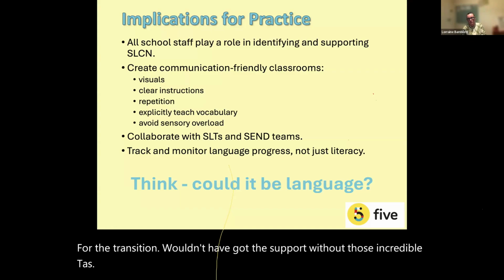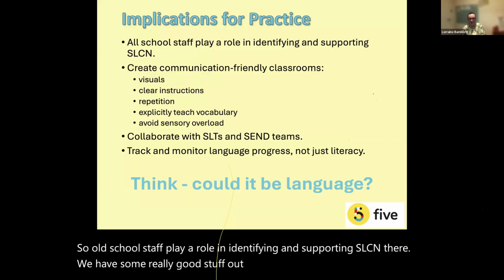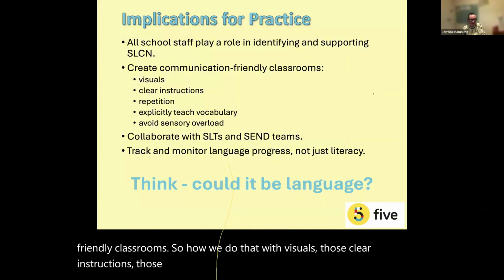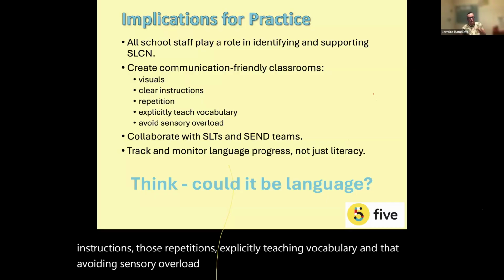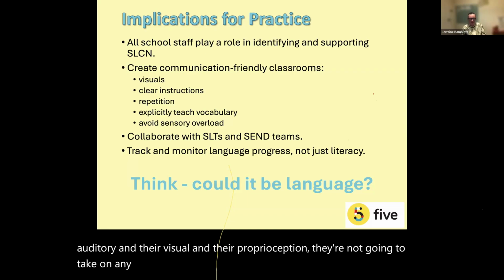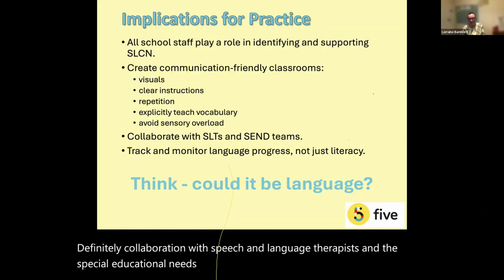So all school staff play a role in identifying and supporting SLCN. There is some really good stuff out there on creating communication friendly classrooms. So how we do that with visuals, those clear instructions, those repetitions, explicitly teaching vocabulary, and avoiding sensory overload. Because if a child is overloaded with their auditory and their visual and their proprioception, they're not going to take on any language at all. Definitely collaboration with speech and language therapists and the special educational needs teams that you're working with.